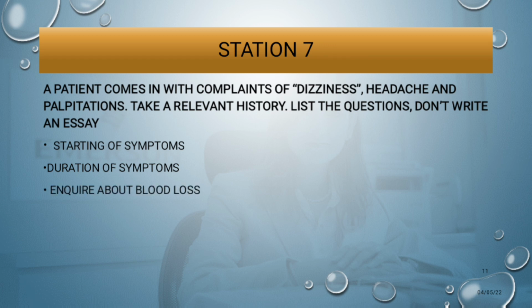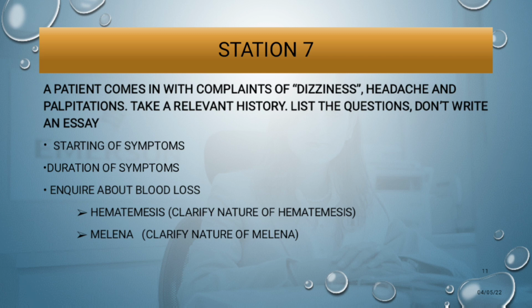Inquire about any blood loss, any hematemesis. You have to clarify the nature of the hematemesis. Okay, melena, you have to clarify the nature of the melena as well. So other bleeding sites. If it's a woman, then you're also going to ask about the menses. So how are the menses? You can even start from the age of menarche. So you more or less do a gyne history.